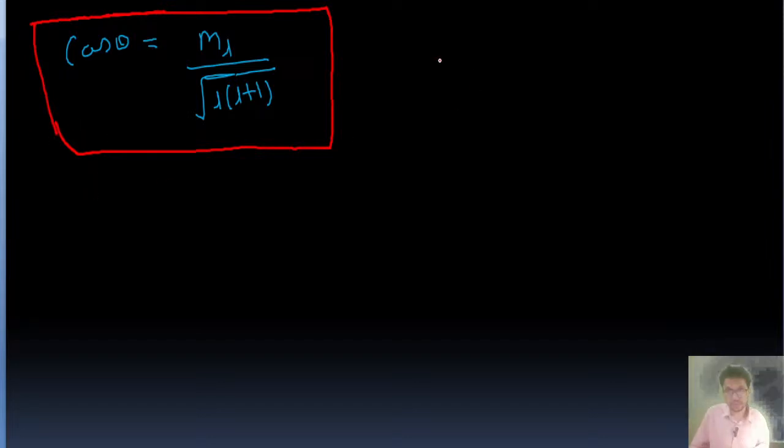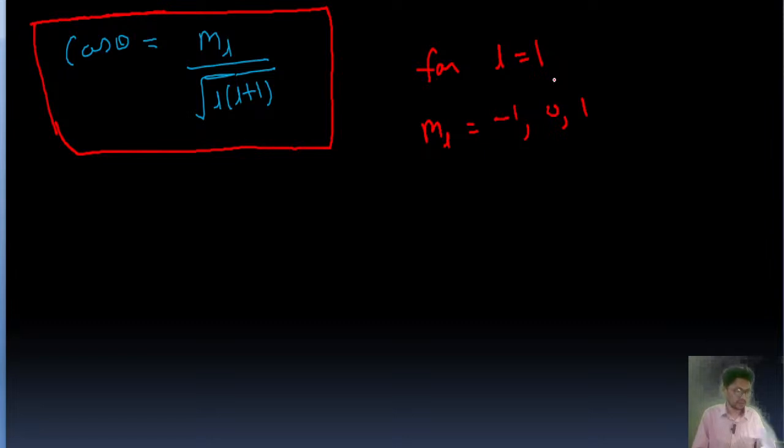So we know, for L equal to 1, ml values are going to be -1, 0, 1.